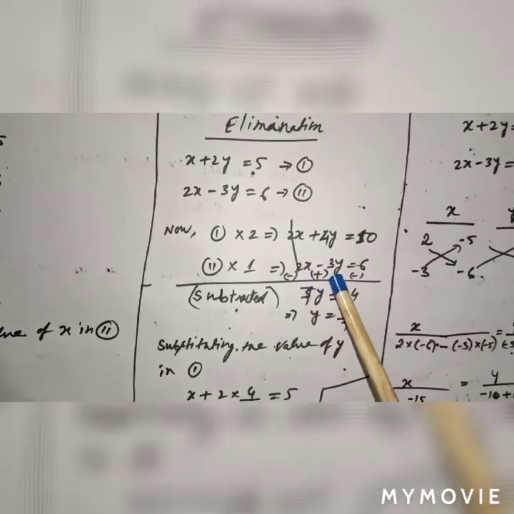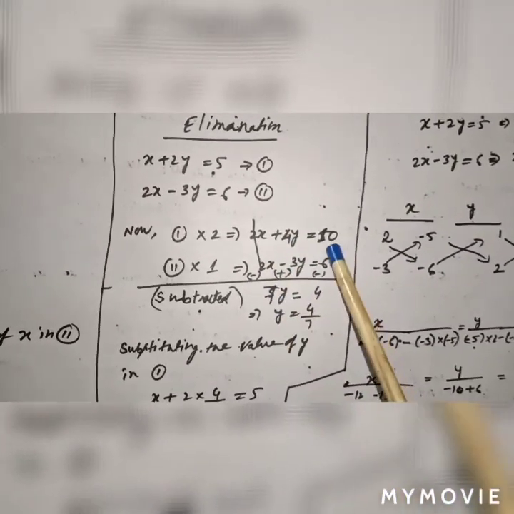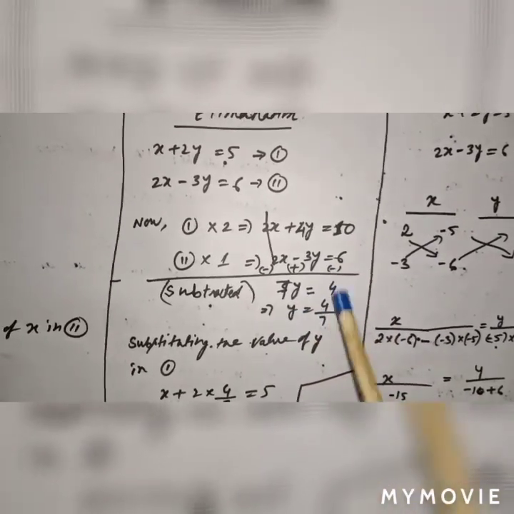Now this one you see, 4y, what? Minus 2, it becomes plus, so it is 7y. Now 10 minus 6 is what? 4. So y is equal to 4 by 7.